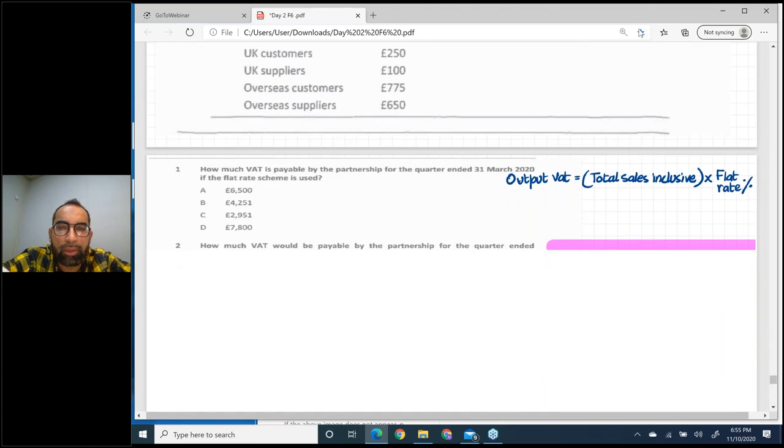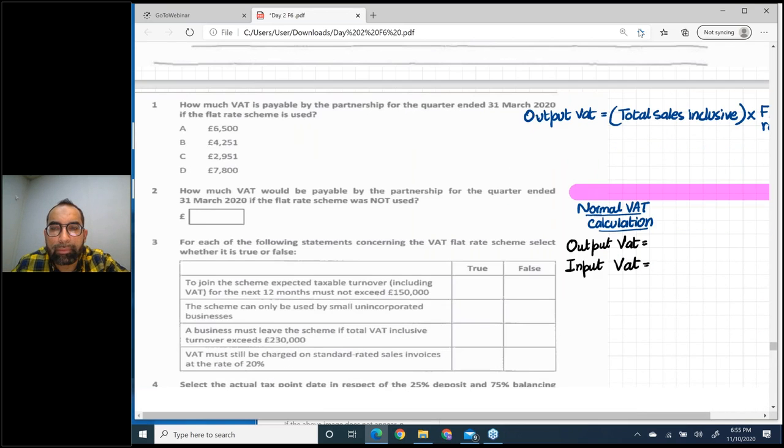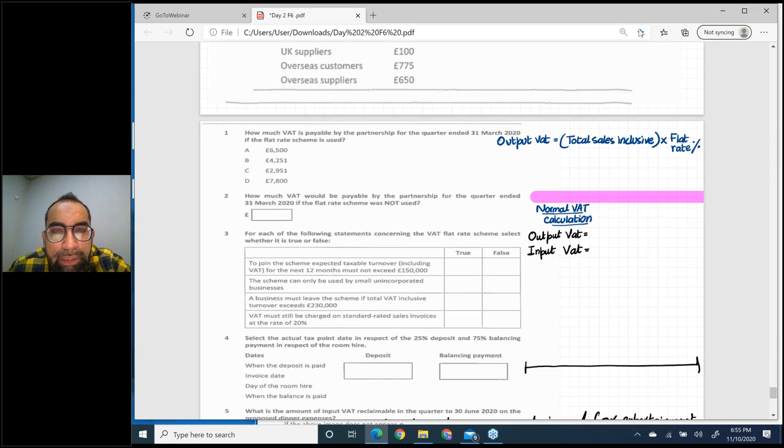Now, see the question: how much VAT is payable by the partnership for the quarter ended 31st March 2020 if the flat rate scheme is used? Now you tell me, boys and girls, when we use flat rate scheme, there are two news. One is bad news and the other one is good news. The bad news is that you cannot claim any input VAT, so forget about input VAT, forget about expenses. But the good news is that you have to pay output VAT on reduced rate.